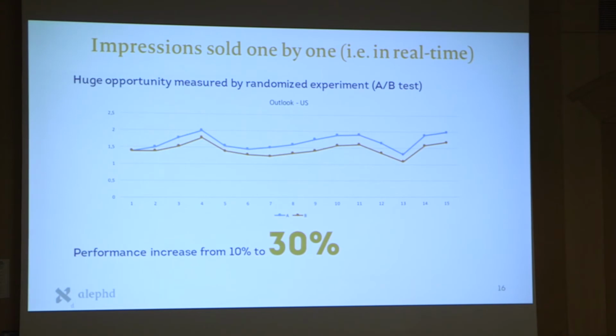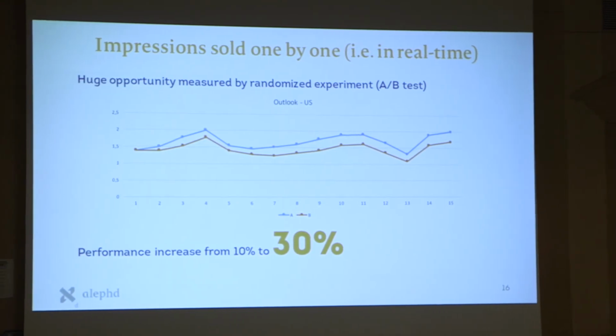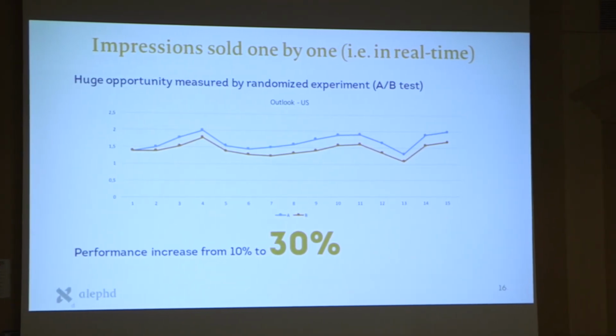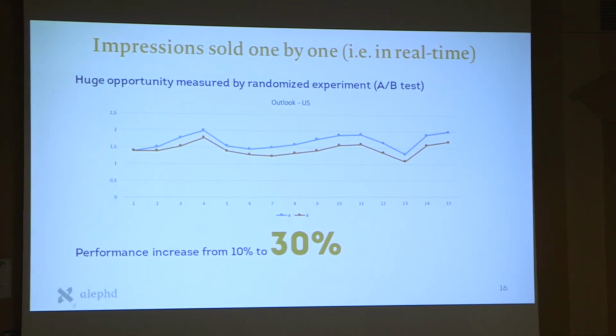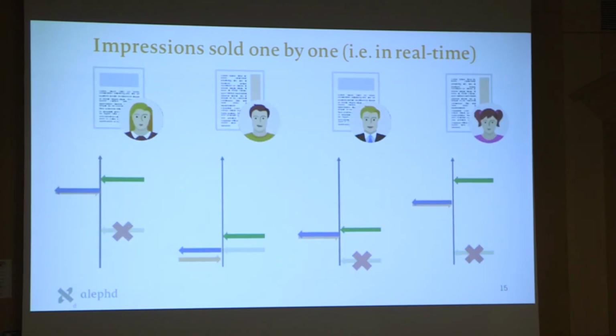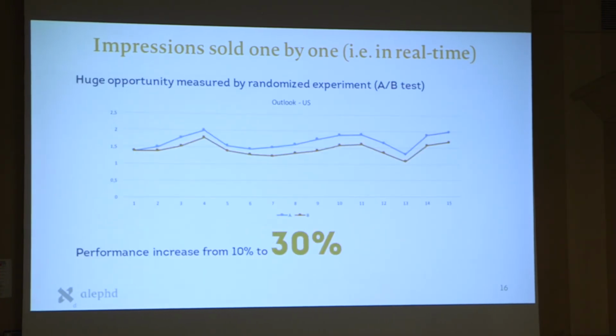So this is what we do, actually. We do this a couple of 10,000 times per second. So we take decisions about this floor price in a few milliseconds, 10,000 times per second. So all this, of course, is fully automated.